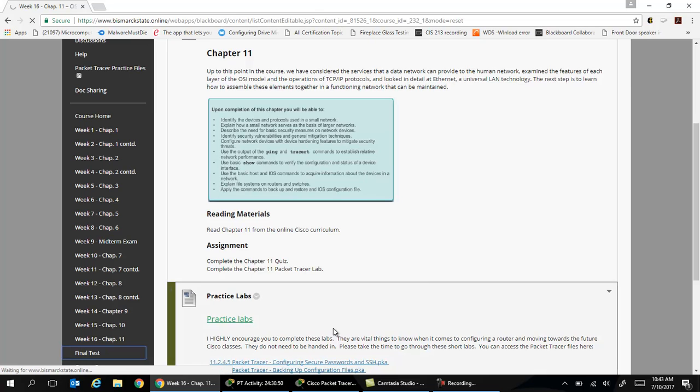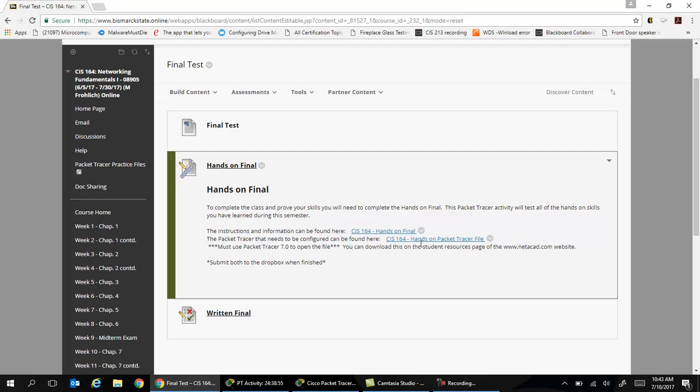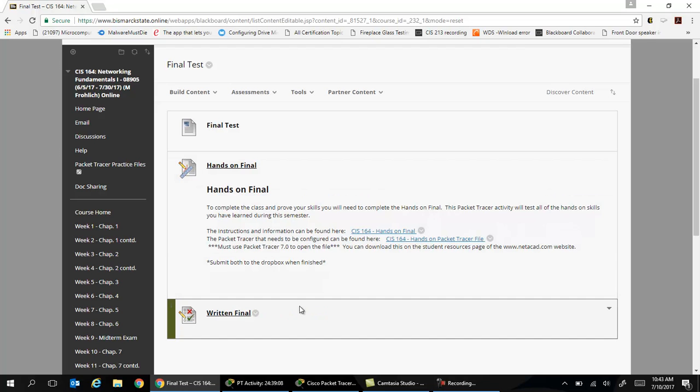For our final test, we're going to have a hands-on final. This is going to be a Packet Tracer, basically configuring everything that we've done so far, doing a little bit of subnetting, configuring our interfaces with IP addresses, banners, passwords, those sorts of things. And then we also have a written final.